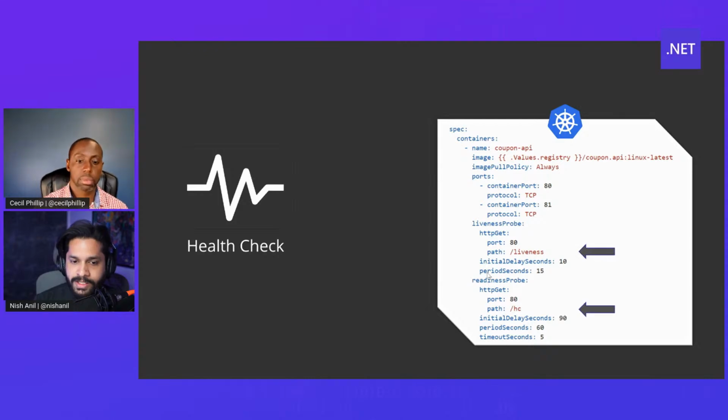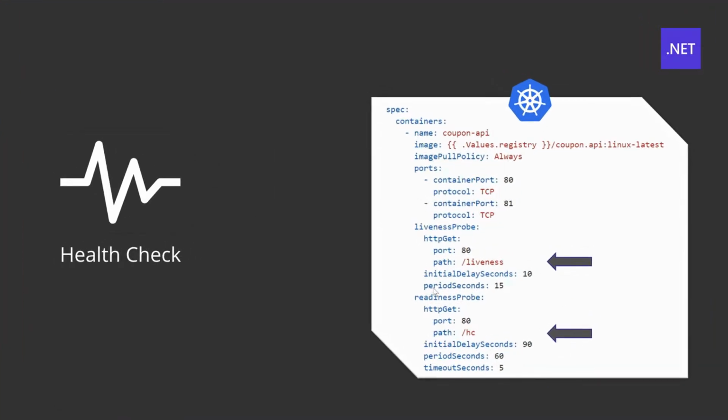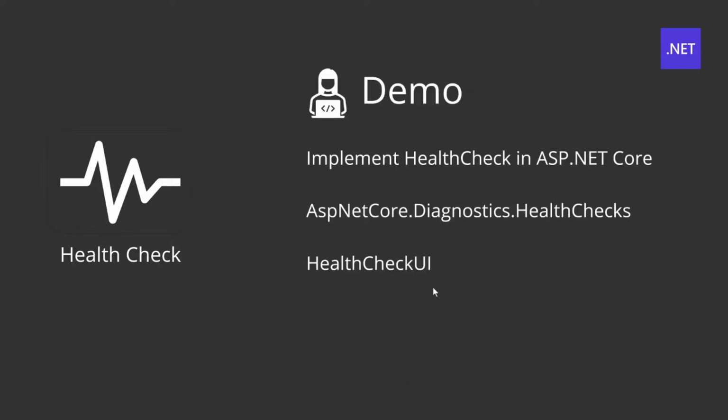The whole aspect in terms of Kubernetes, in the YAML file, is that you provide these two paths, which have to be part of your service, and the service has to say what is the path which will tell Kubernetes what liveness means or what readiness means. In this case, there's liveness and HC. So we need to write this within our microservice, and that's what we will look at today as part of the demo.